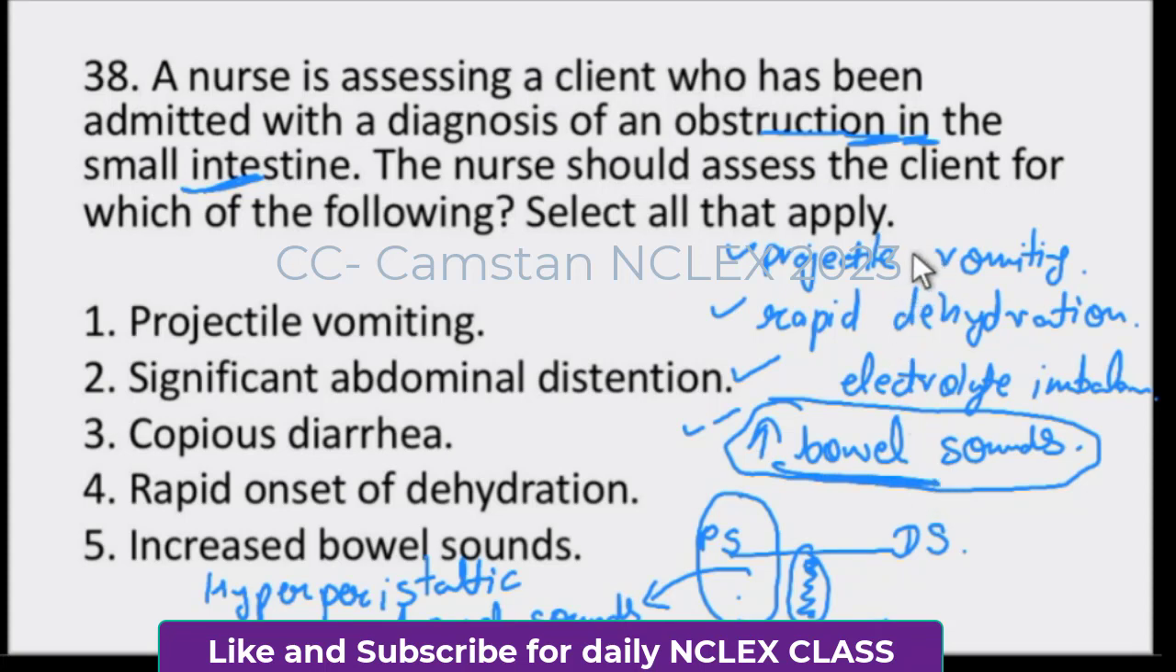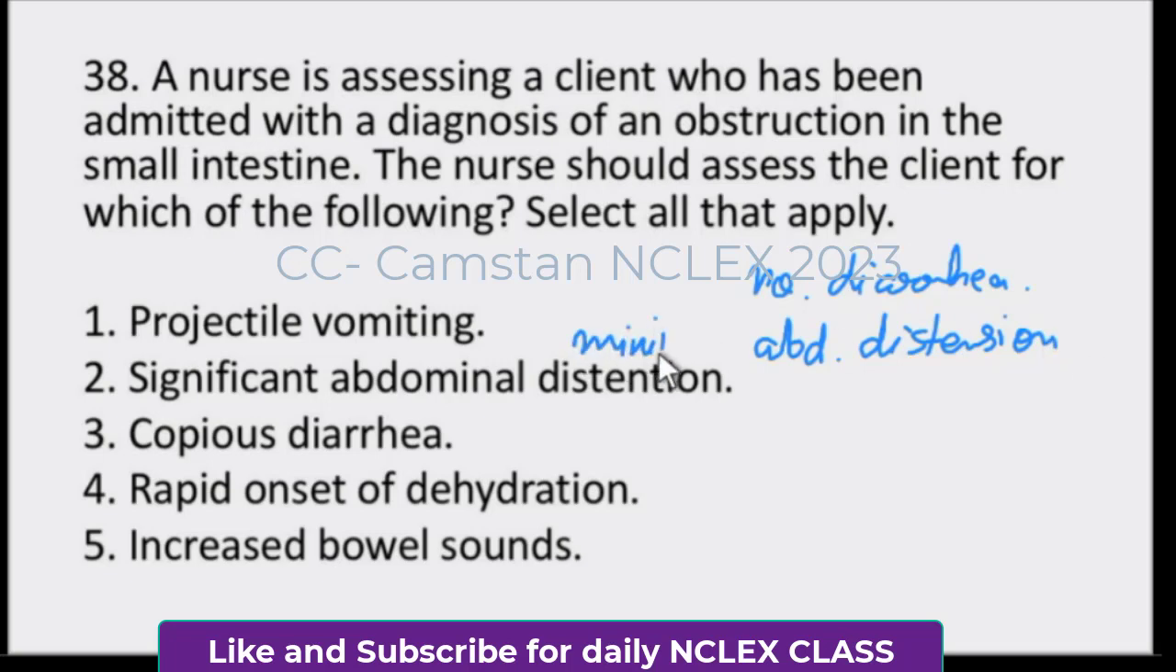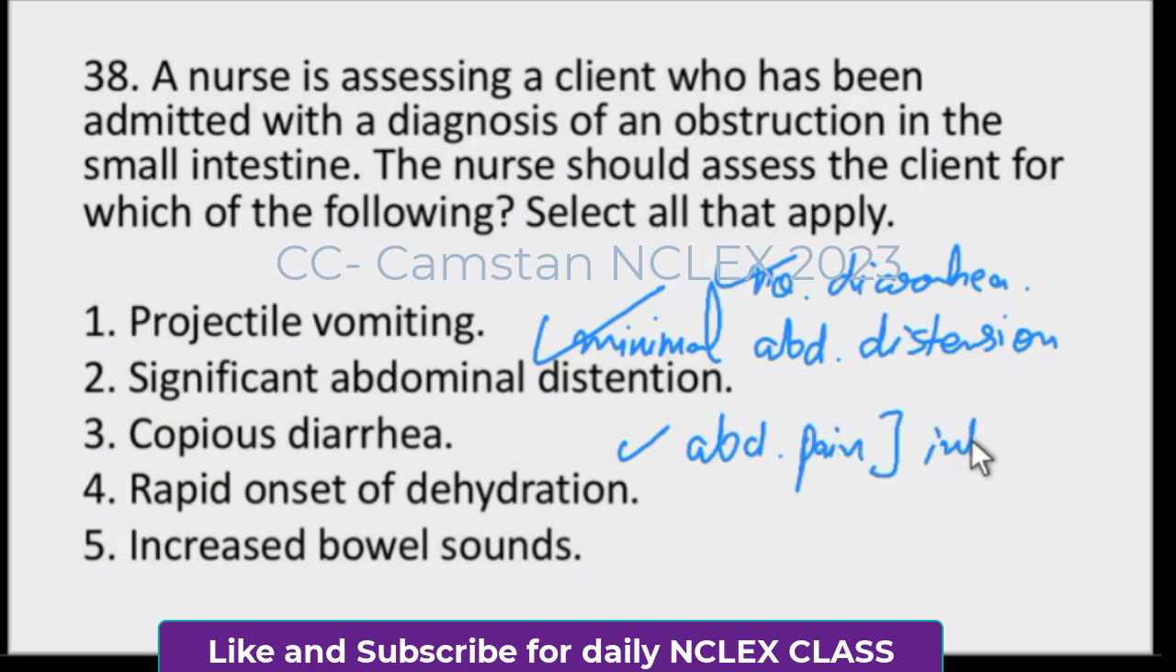So, these are the few features with which our client who has obstruction in the small intestine presents: projectile vomiting, rapid dehydration, electrolyte imbalance, and increased bowel sounds. Right. Also, there will be no diarrhea. And abdominal distension will be minimal. Right. So, no diarrhea, minimal abdominal distension. And the abdominal pain will be intermittent. And as I told you there is projectile vomiting, so this intermittent abdominal pain is relieved after vomiting.